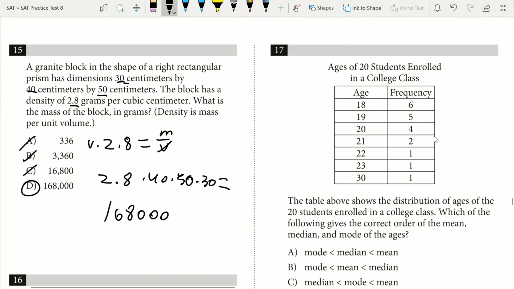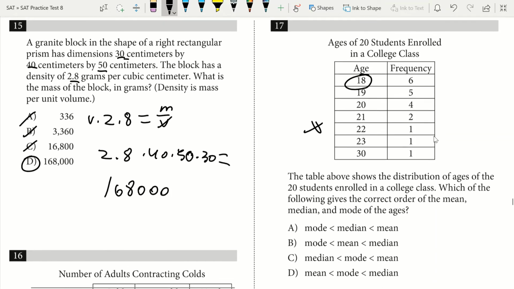17. Okay, I'm given a table here. I'm told the table shows the distribution of ages of the 20 students enrolled in the college class. What gives the correct order of the mean, median, and mode of the ages? All right, well, mode is going to be my number with the greatest frequency. So that's going to be age 18. That's the minimum, right? That we can't get lower than that. So we know our mode has to be the least of the values.